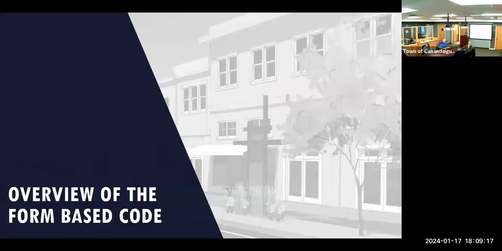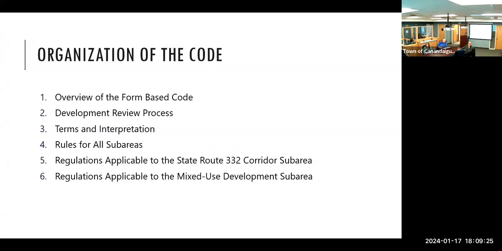So all of that got us to moving in the direction of the form-based code. And ultimately, the code is organized into 6 really overarching sections. So the overview is really, for all intents and purposes, the introduction to the code. Section 2 talks about that development review process.